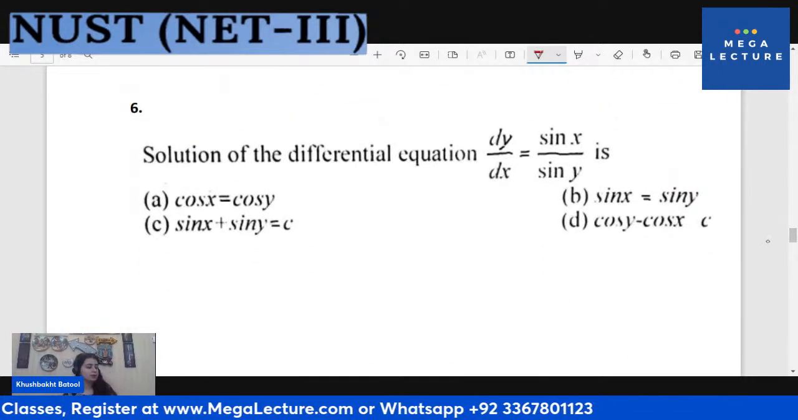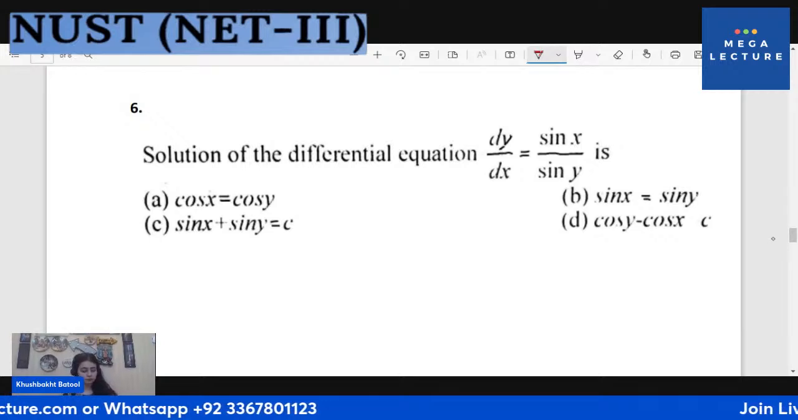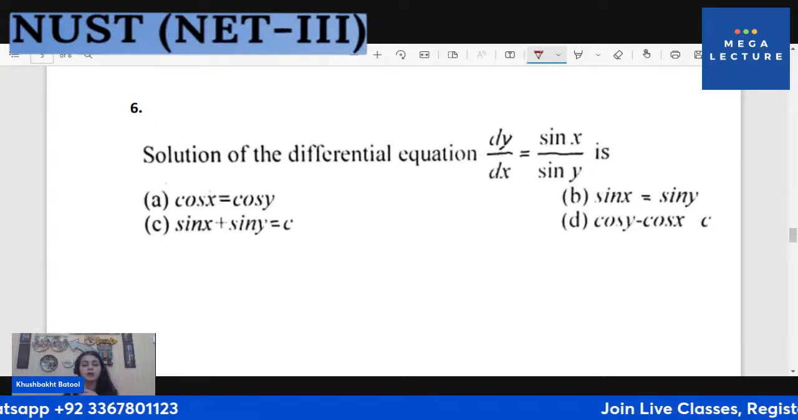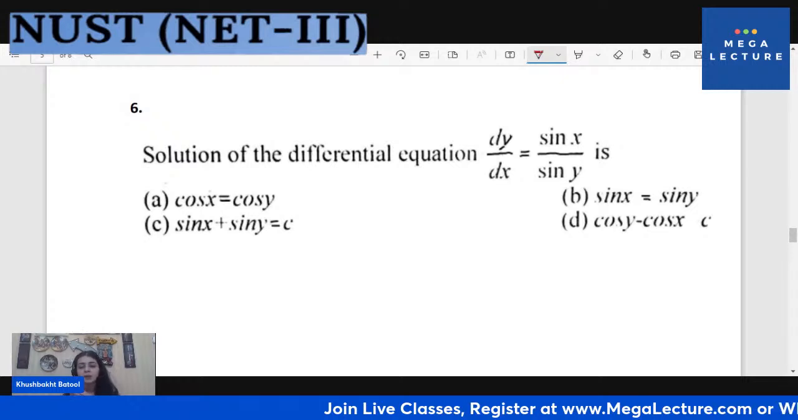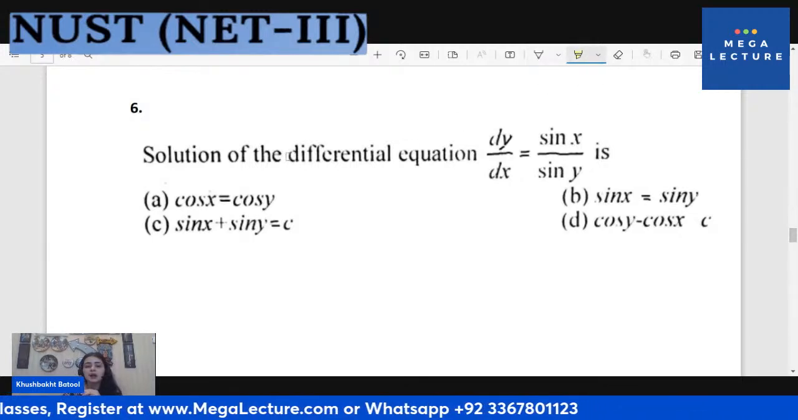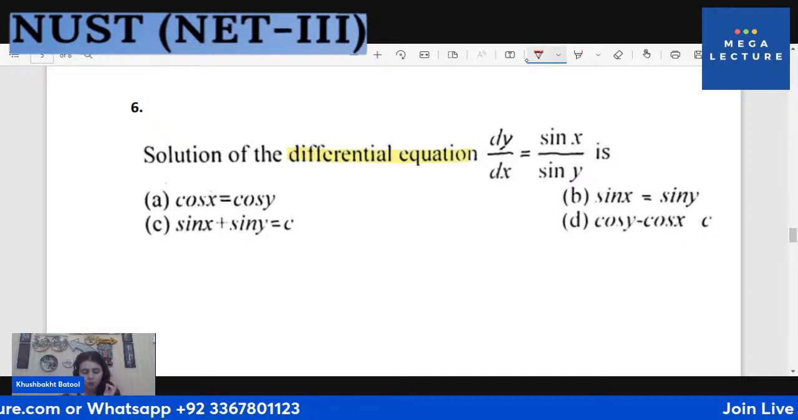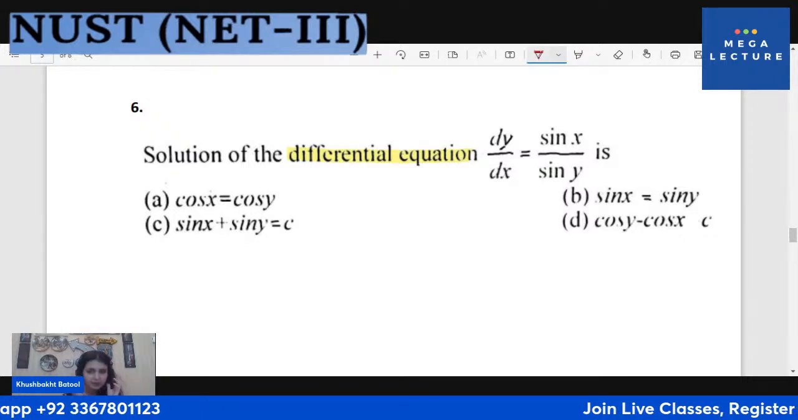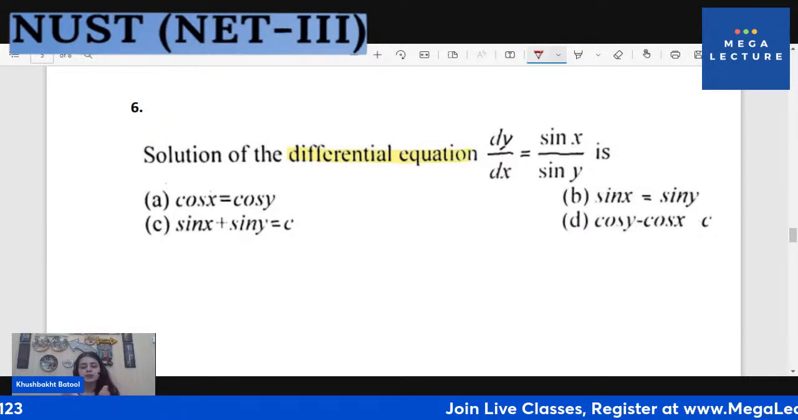Okay, let's talk about the sixth question then. The solution of the differential equation dy by dx equals sine x by sine y is what? Now this is a differential equation and you need to solve it. So whenever you come across a differential equation, you'll be integrating it, and that would give you the simplified version.